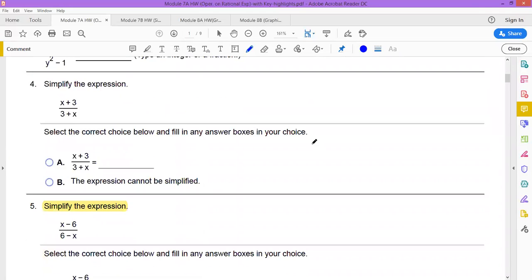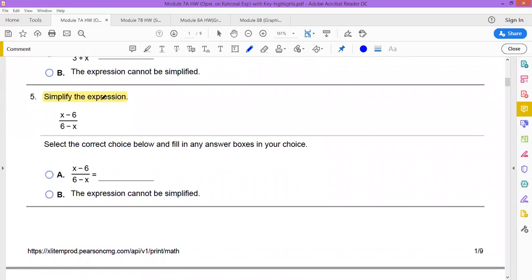Let's look at number 5. We're asked to simplify this expression, and what I'd like you to do when you notice that your variables and your numbers are not in the same order, I want you to reorder them first. So let's reorder them so that we have our terms in the same order, meaning, see how in the numerator we have x first and then our constant. Let's do that same order in the denominator. So we're going to move the x term over to the left so that it's in front of the 6.